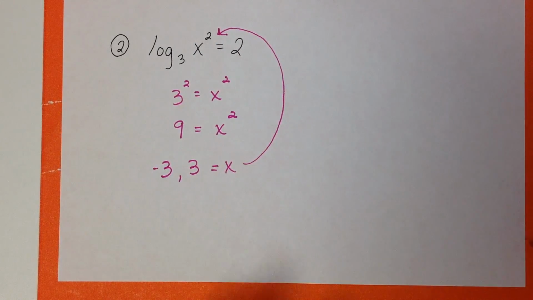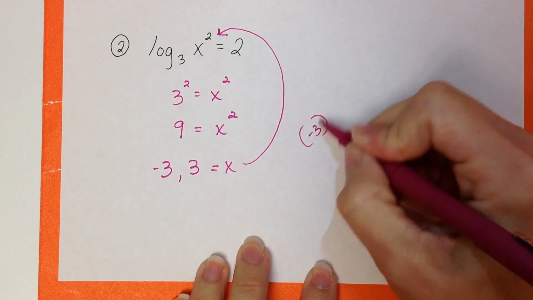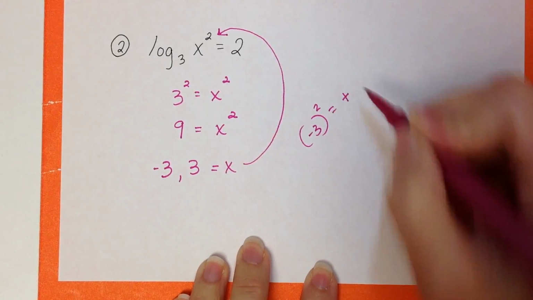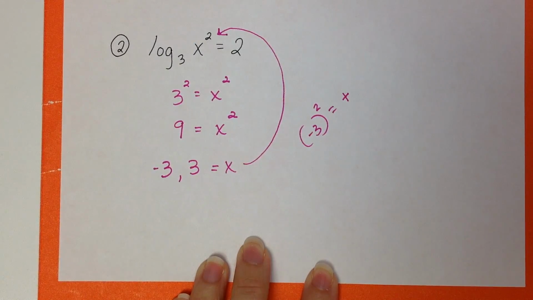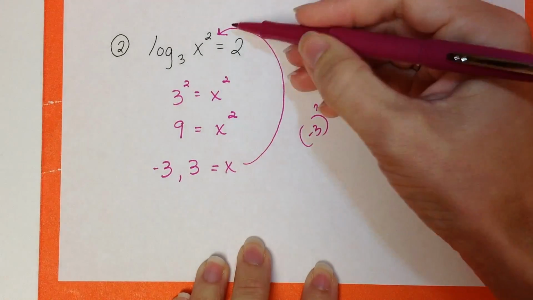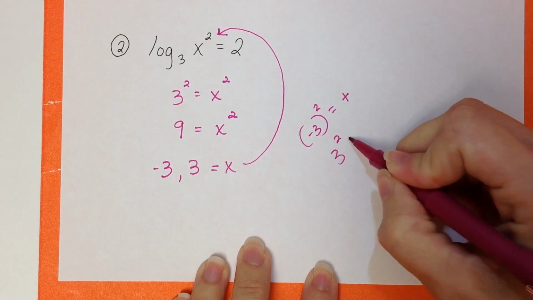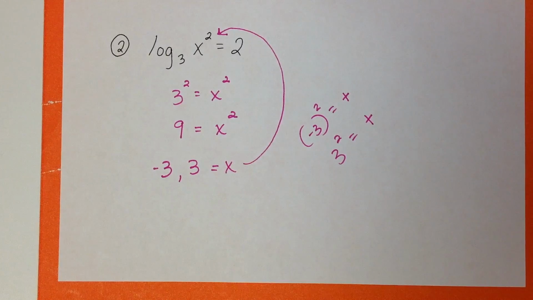Alright, so if you put in negative 3 and you square negative 3, you get a positive 9. So that means you get to keep your negative 3. Also substituting in positive 3, 3 squared is equal to a positive. So it always needs to come back to be a positive value once you put it in your argument. So this one has two answers.